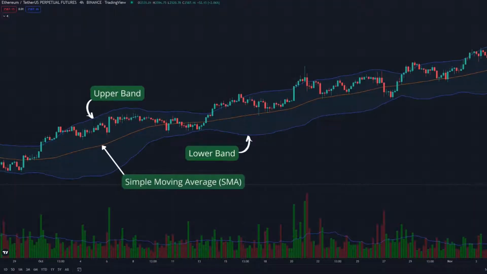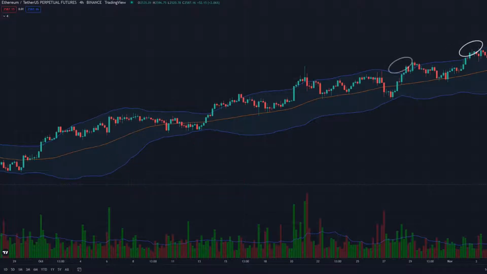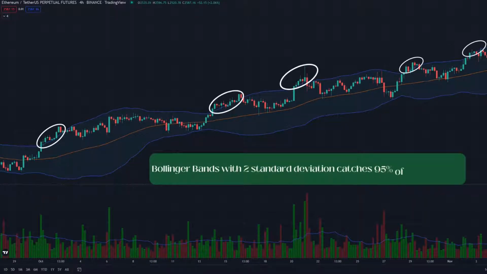A Bollinger Band is a momentum indicator used in technical analysis that uses two standard deviations above and below a simple moving average. As a result of this combination, we end up with extremities known as upper and lower bands. Because of this approach, Bollinger Bands catch 95% of all the moves in the market according to the empirical rule, and define extreme areas where the price surpasses the upper or lower band.